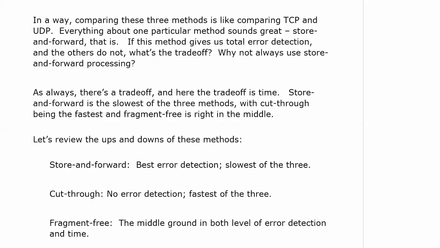Now, again, let's go over the ups and downs of those three methods. It's worth reviewing. Store and forward has the best error detection, but it's the slowest of the three. Cut-through has no error detection and is the fastest of the three. And then fragment-free, the middle ground in both level of error detection and time.